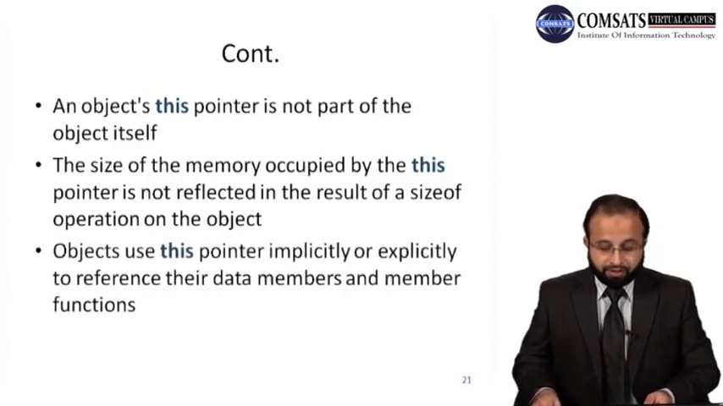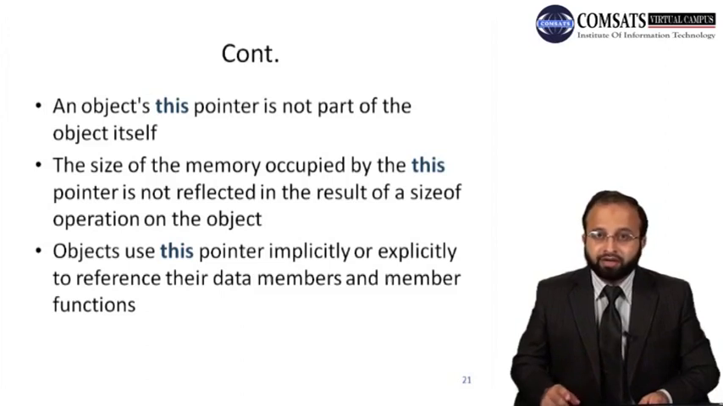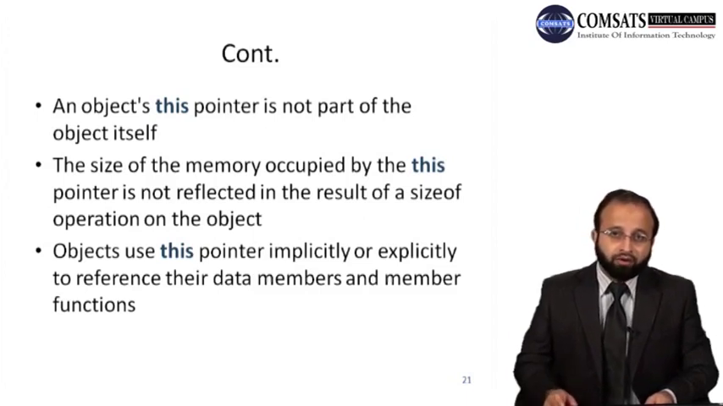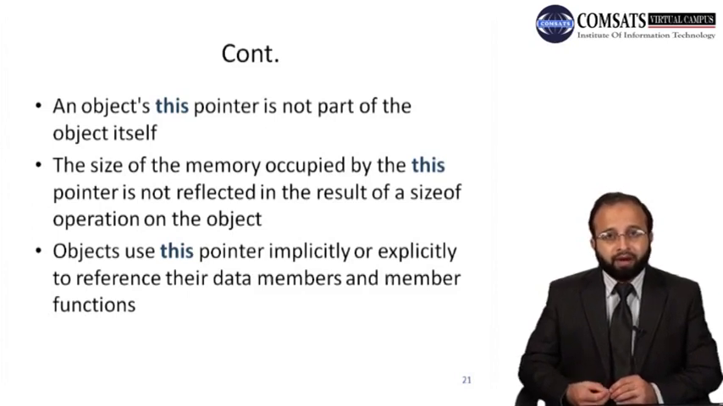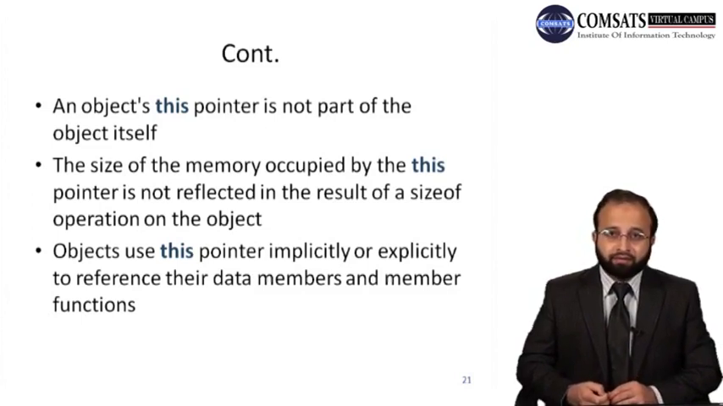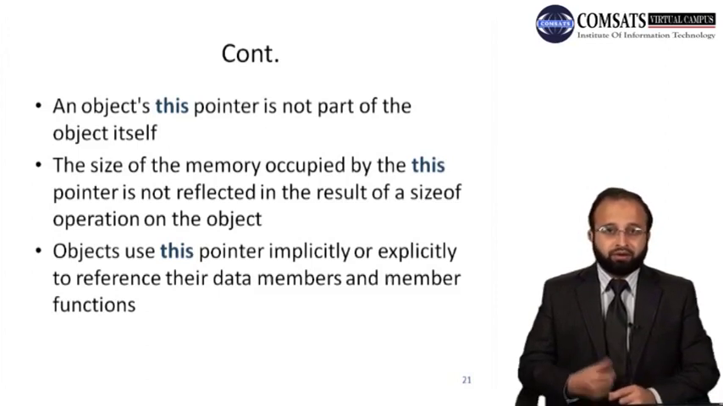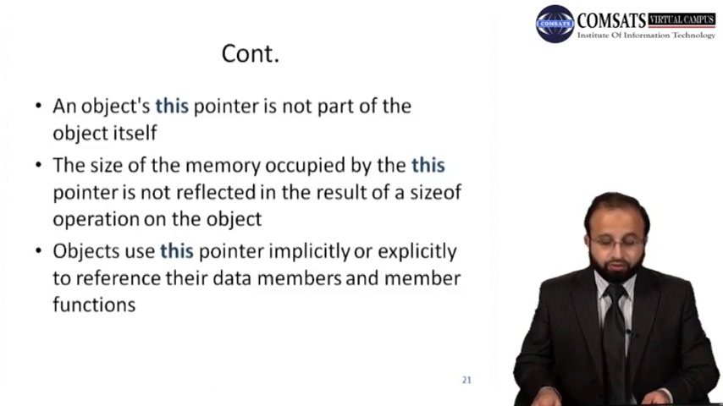So objects use this pointer implicitly or explicitly. We have seen its implicit usage. That means if we have a function like getHours and it returns hours, now that hours is the private data member of the object that called the getHours function. Now how does that function access hours of that object, or how does it know that these hours are the private data member of the object that called the function? It knows because the compiler provides this pointer to the getHours function when that object called that function, and this pointer is the pointer to the object that called that function, right? So objects use this pointer implicitly or explicitly to reference their data members and member functions.